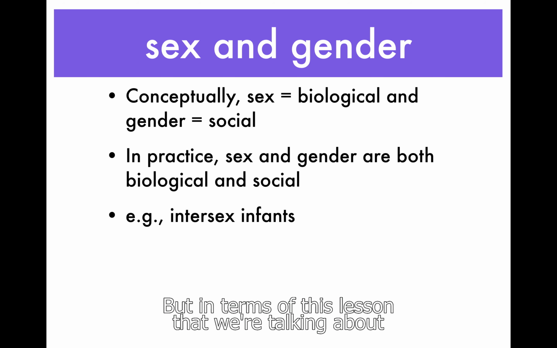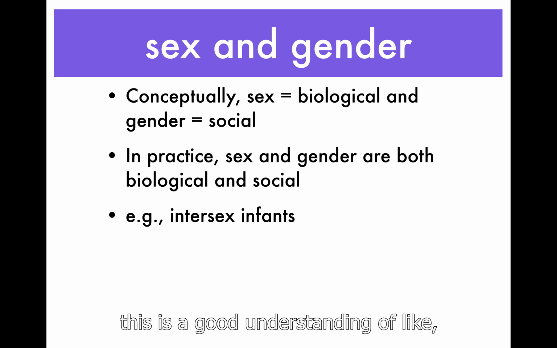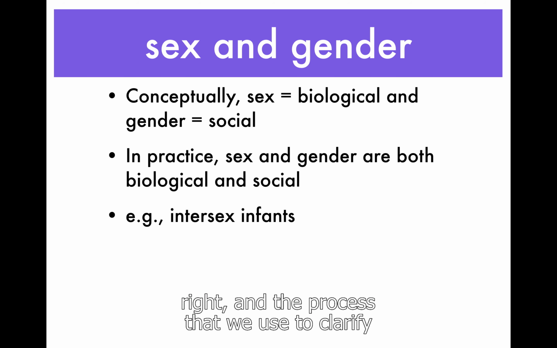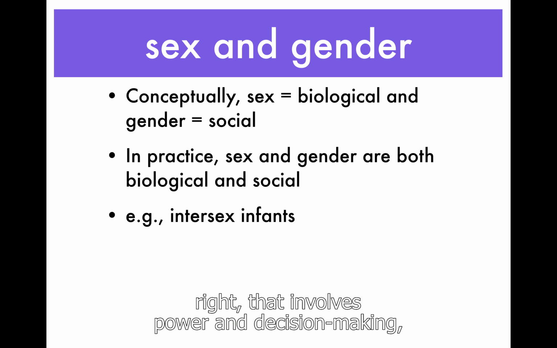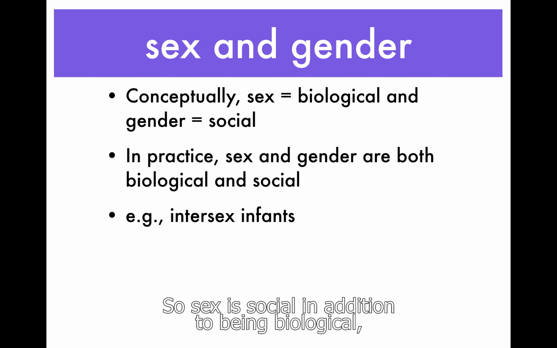But in terms of this lesson that we're talking about, the difference between sex and gender, this is a good example of how the understanding of sex isn't totally clear. And the process that we use to clarify that is a social process, that involves power and decision making, and that involves acting on bodies without one's consent.